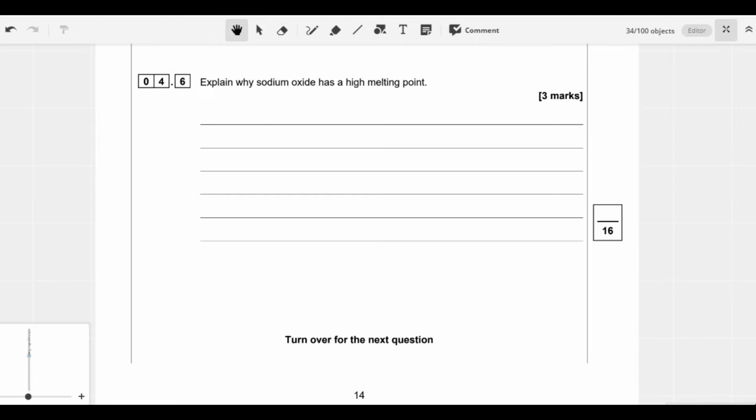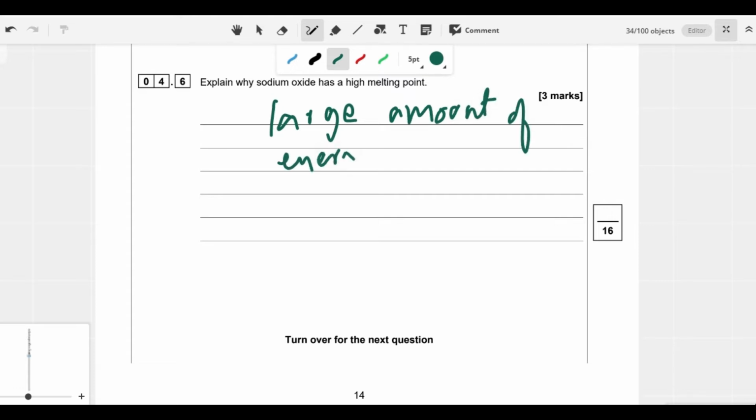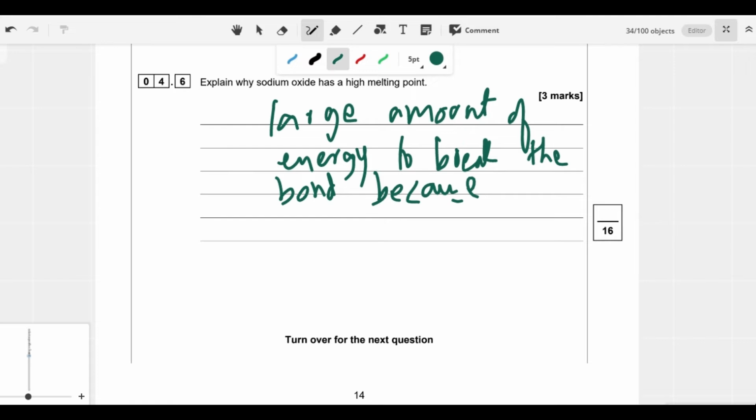Next, explain why sodium oxide has a high melting point. Because it is an ionic compound that has strong forces of attraction, and a large amount of energy is needed to break the bonds, because it contains strong electrostatic forces of attraction, as in an ionic compound.